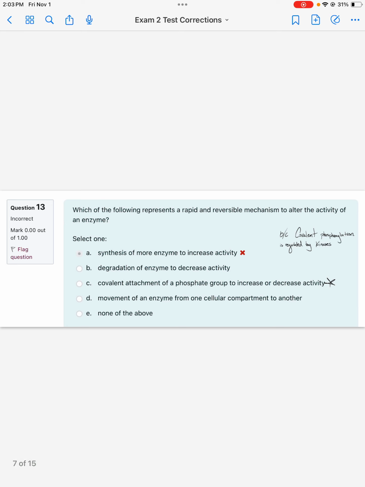Number 13, it should be C, the covalent attachments of the phosphate groups. Phosphorylation is regulated by the kinases, and because of that, the covalent bonding is very reversible and it's very fast. So it can happen often and doesn't really take a ton to make it so irreversible.